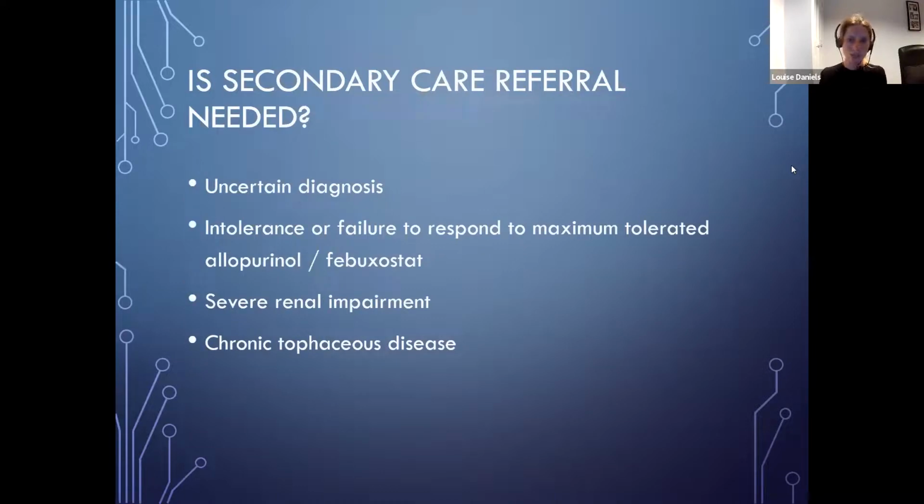So is secondary care referral needed? I think if the diagnosis isn't clear, so if you're not certain about the diagnosis, you might wish to consider referral or communication. If the patient is intolerant to or fails to respond to the maximum dose or maximum tolerated dose of allopurinol or febuxostat, or if the patient has quite severe renal impairment and you're not comfortable managing that in primary care, that's a reason to refer in. Or if they've reached the stage of developing chronic tophaceous disease, then you're probably going to need secondary care involvement.